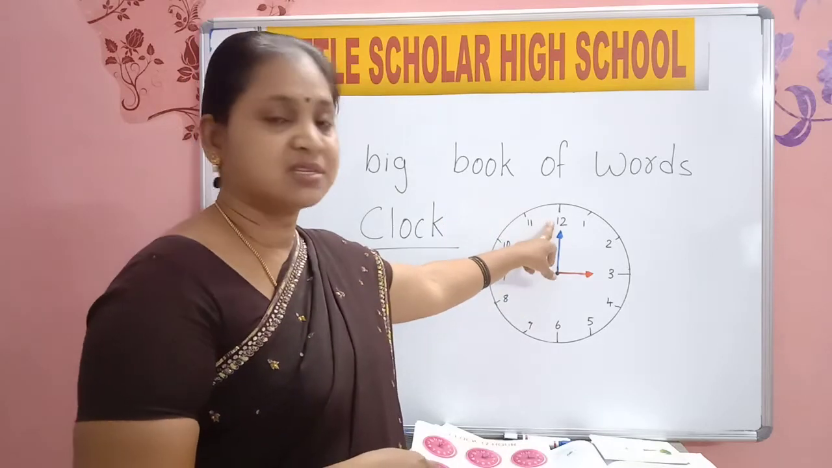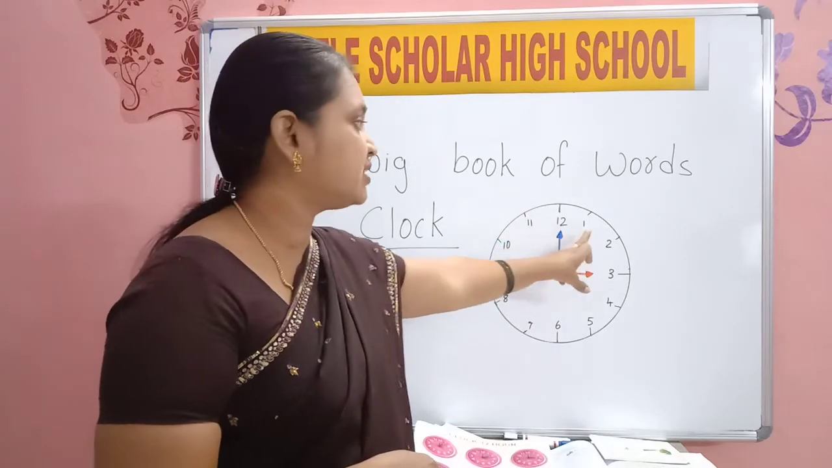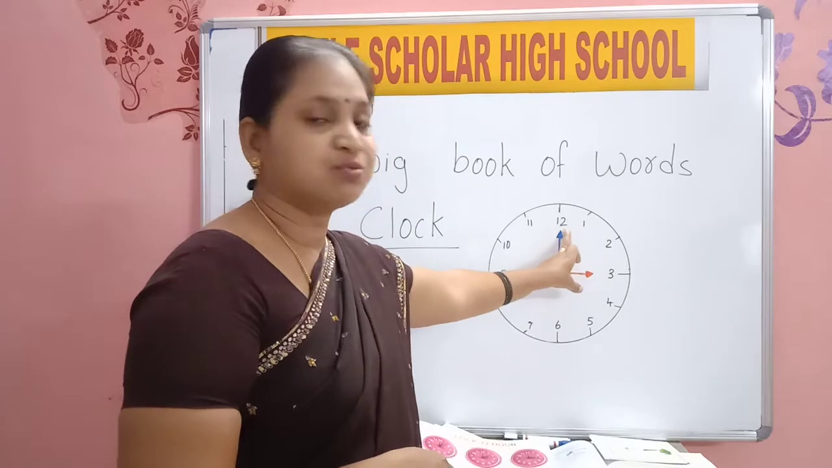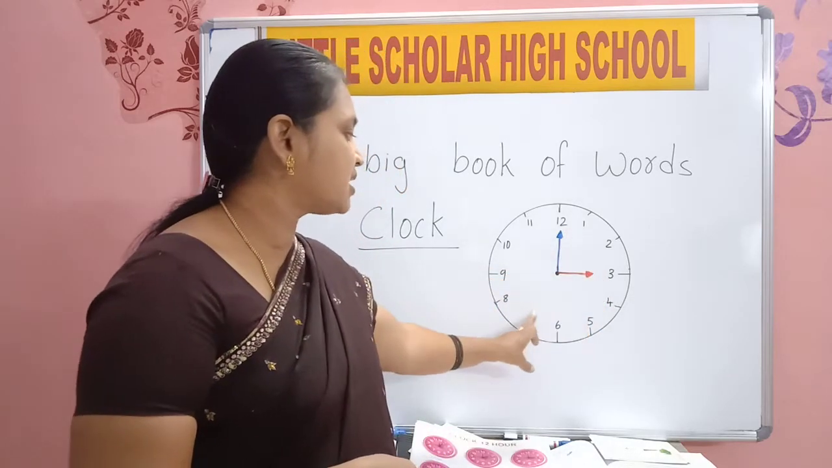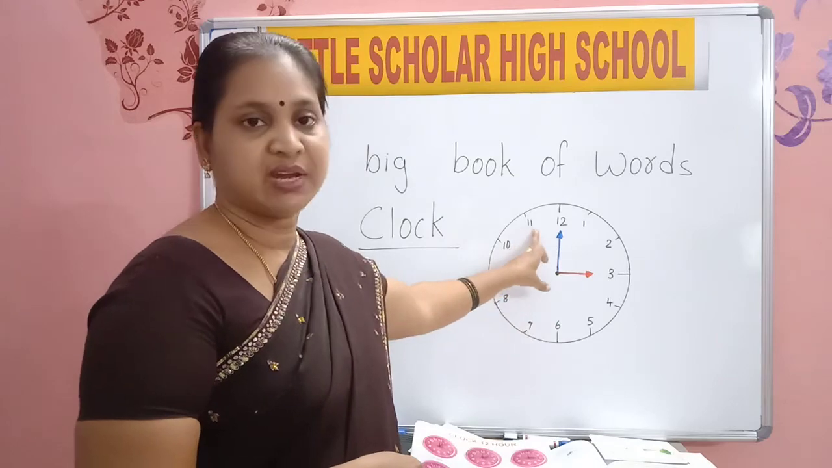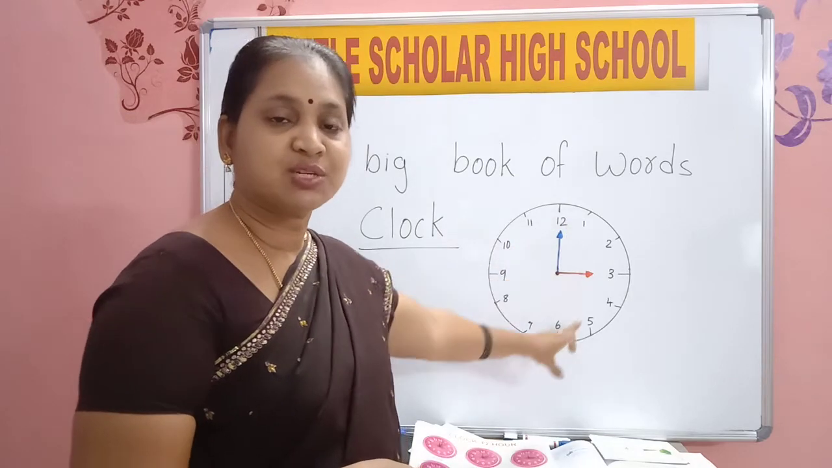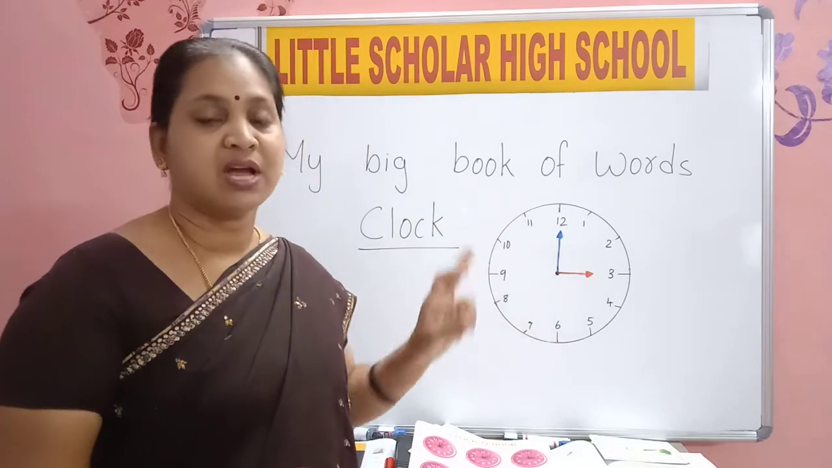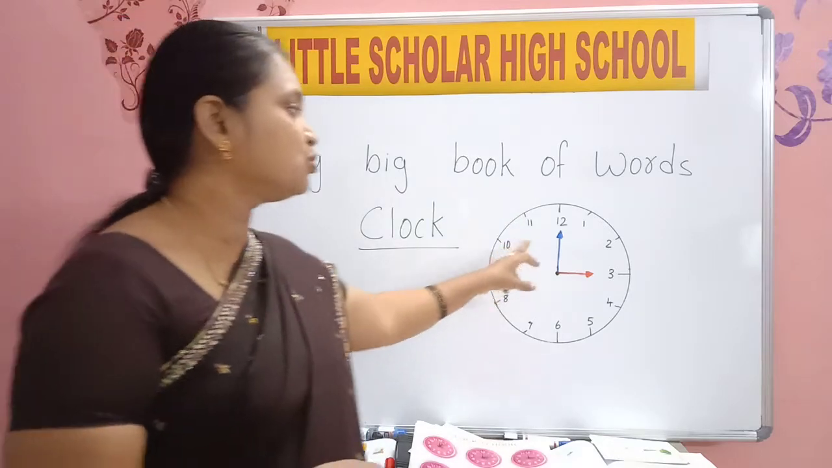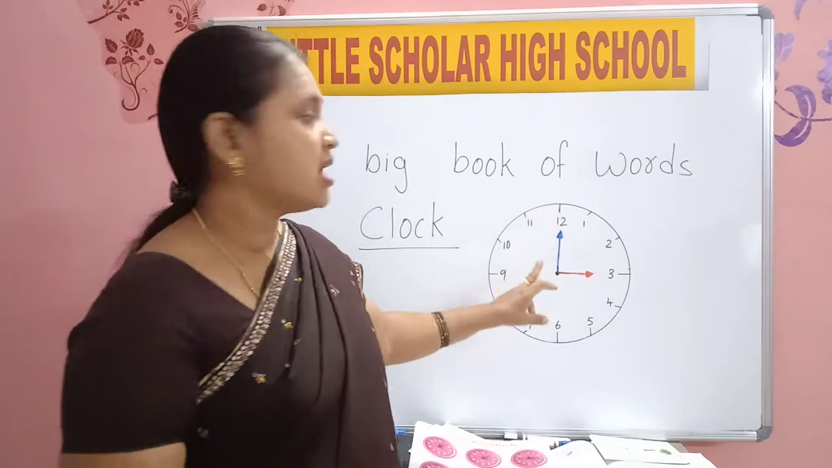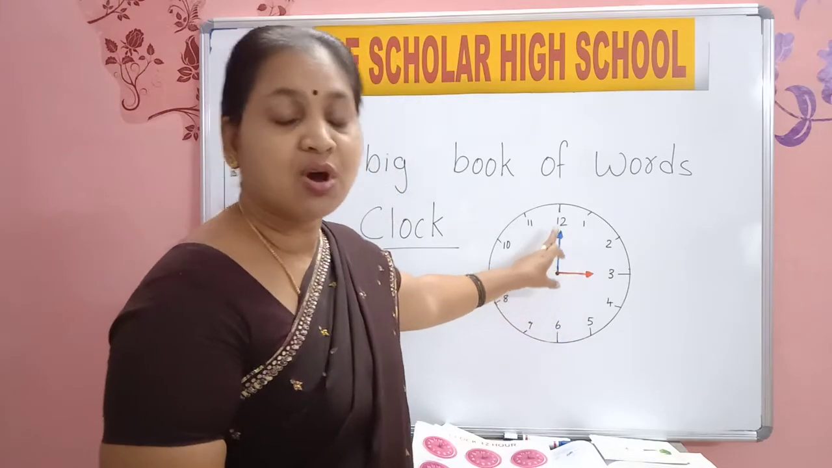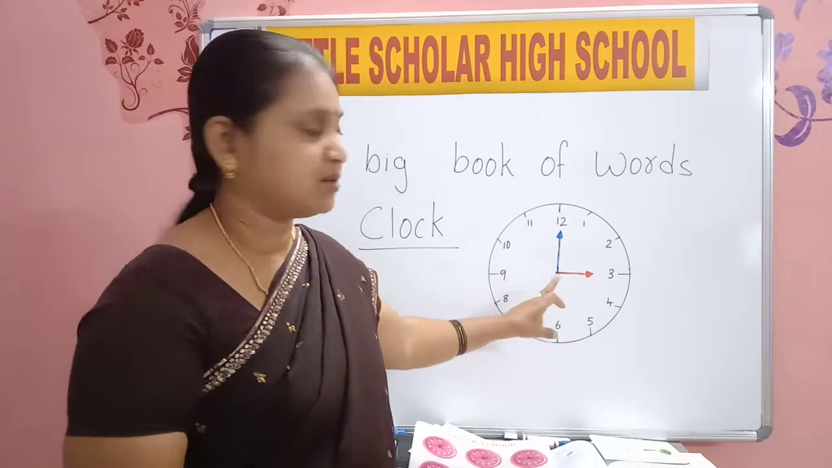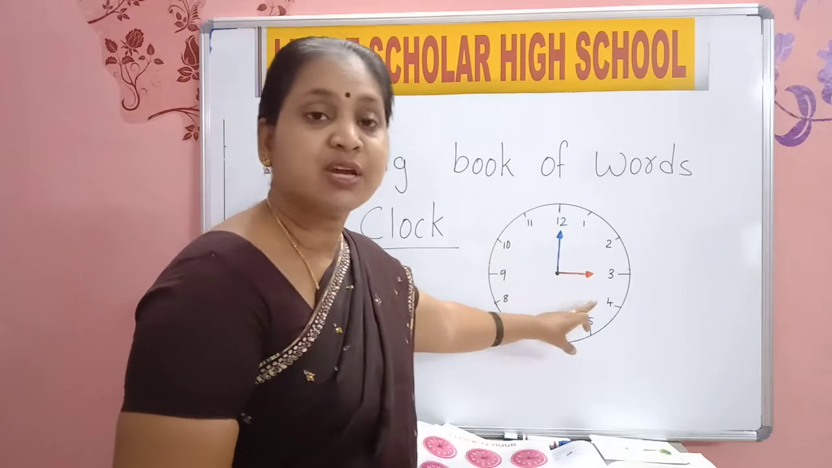Straight up it will be 12. After 12 it will start 1, 2, 3, 4, 5, 6, 7, 8, 9, 10, 11. So 1 to 12 numbers will be on the clock. And you will see two main hands in the clock. One is a long hand and one is a short hand.